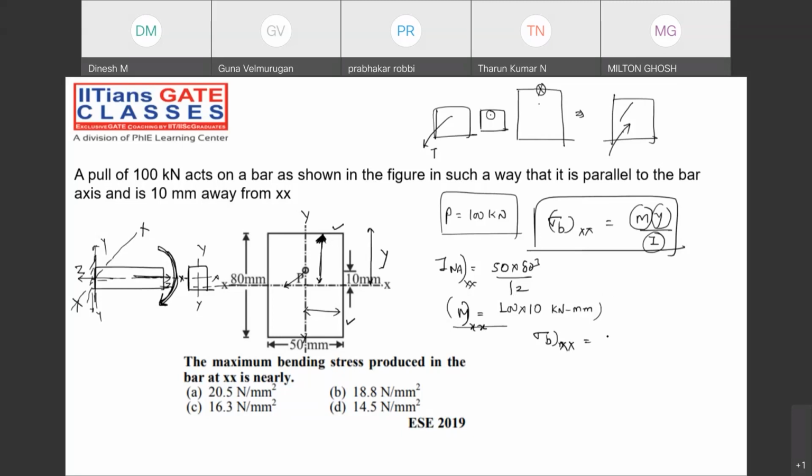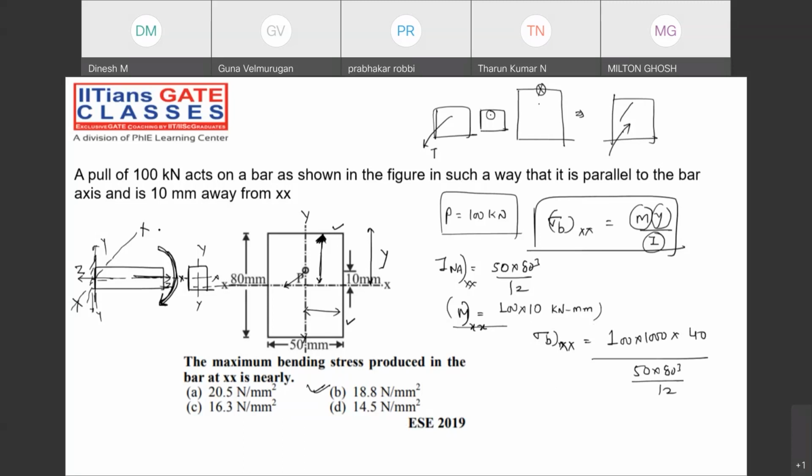M is what? 100 into 1000. Y is 40. 50 into 80 cube by 12. Very important, guys. These things are very important. You will get the answer as B.